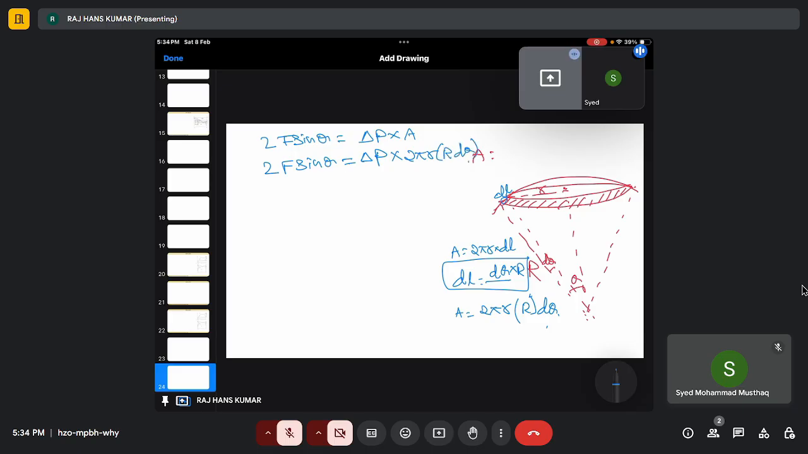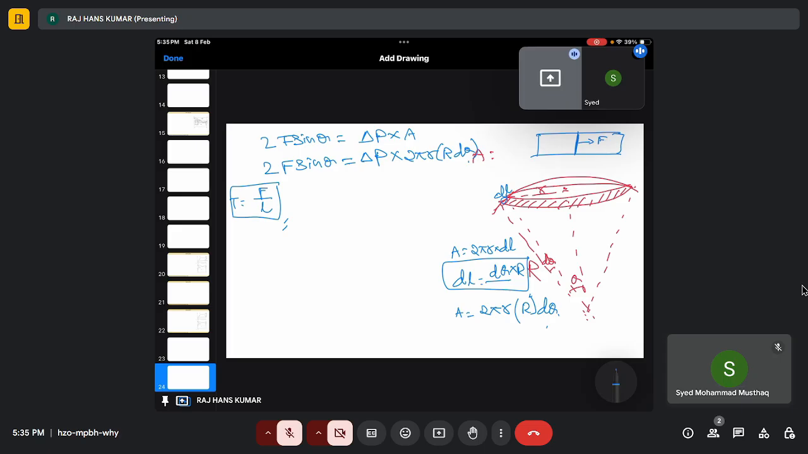Now what is my surface tension? Surface tension is force per unit length. Right? You can see that this is the surface tension for any surface of a liquid. Let's take this surface film, and suppose this is my stick, and if I'm applying force on this direction.